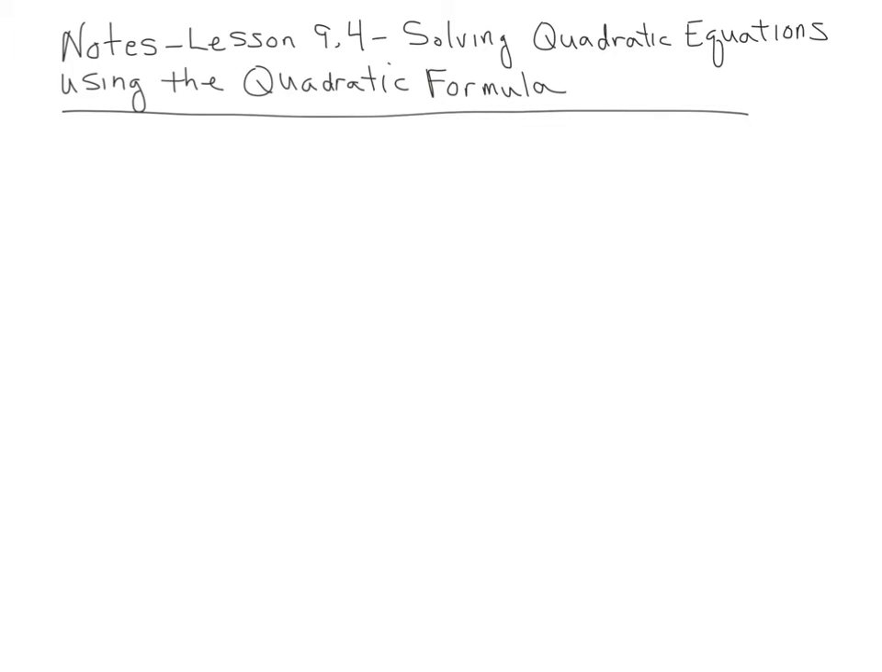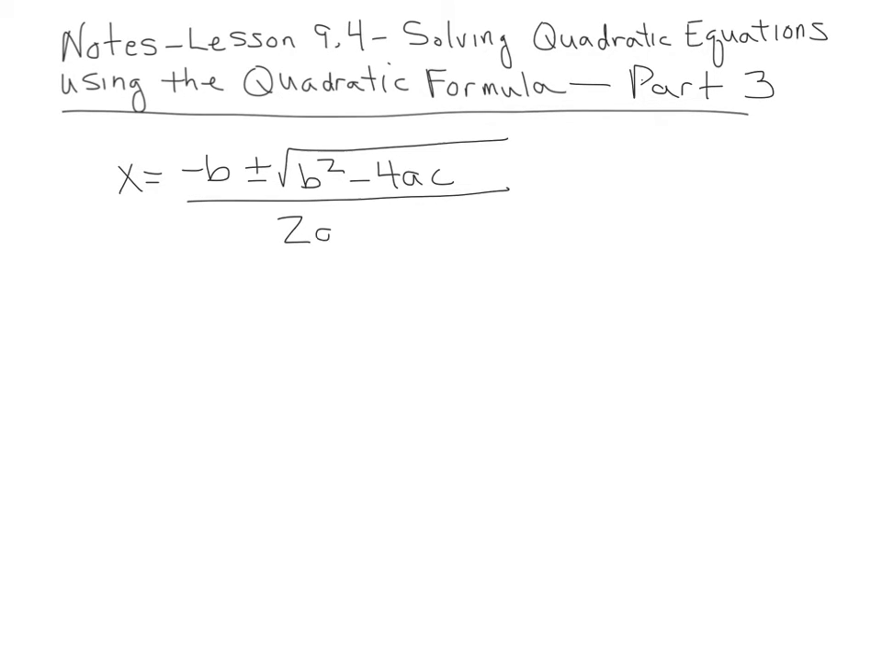Alright, so this is going to be the end of lesson 9.4. This is part 3 of lesson 9.4. We're still going to be talking about the quadratic formula. This is the quadratic formula: x equals the opposite of b plus or minus the square root of b squared minus 4ac all over 2a.